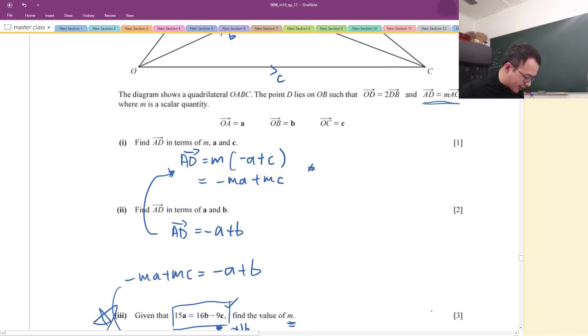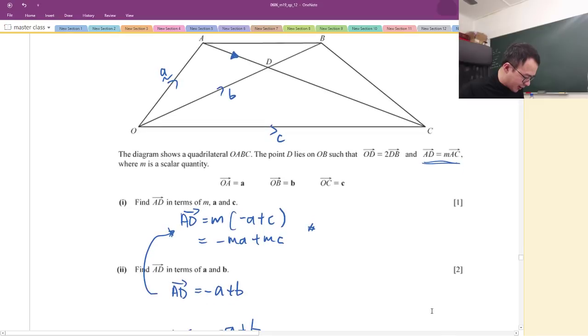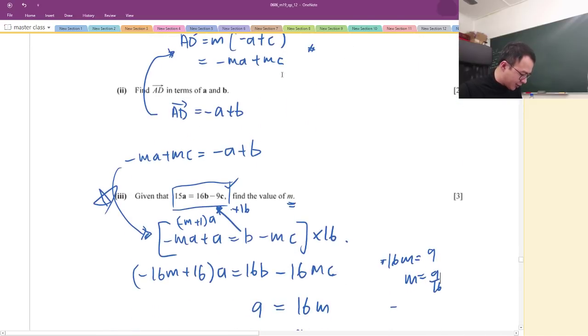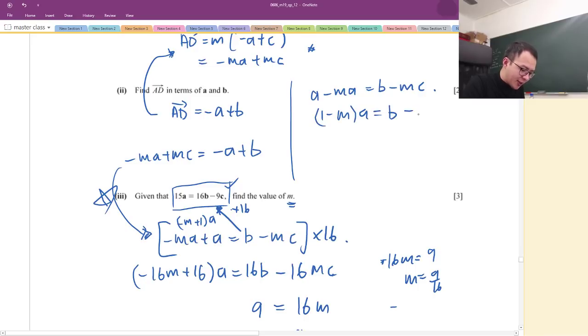Negative M plus MC, negative A plus B. AD, negative A plus B, which is correct. Minus M plus MC. Let me just redo it again, because it should be this way of doing it. And I take out the A, 1 minus M A equals to B minus MC. So I multiply 16 for the whole thing here. I get 16B, right? So 16 times 1 minus M A equals to 16B minus 16MC.